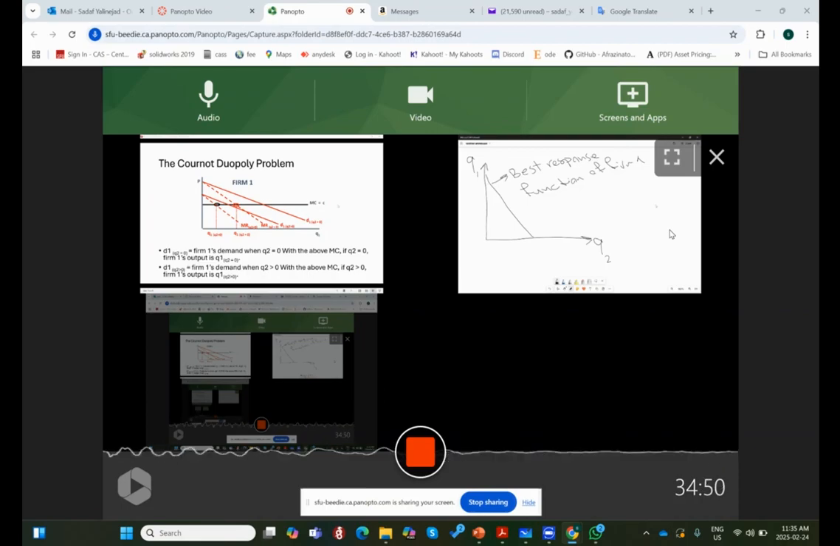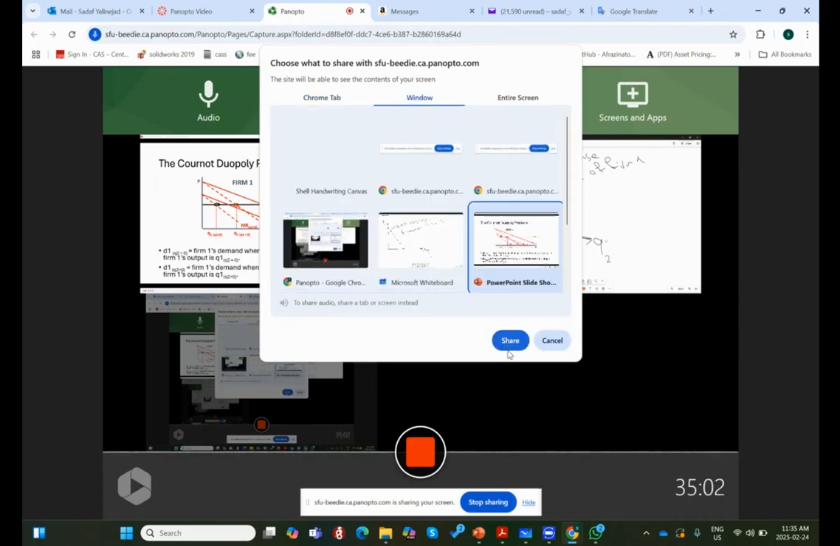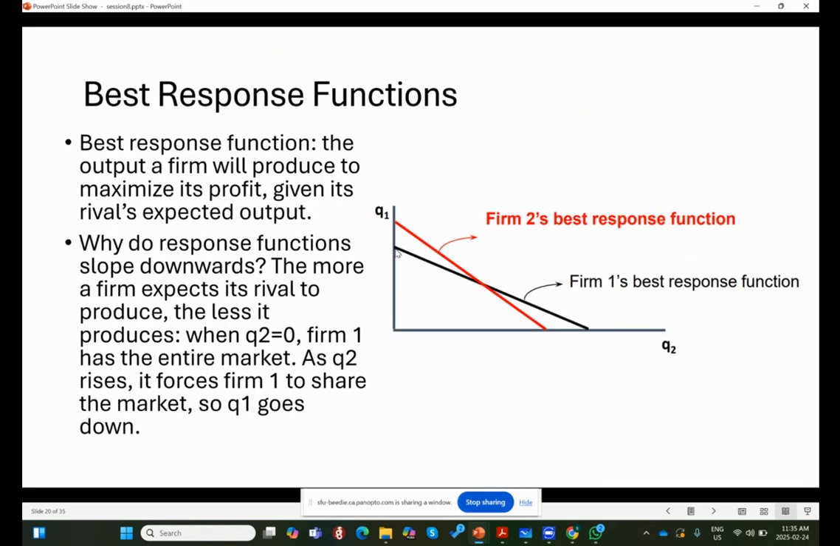The thing is that we can do the same reasoning for firm 2 to determine the best response of firm 2. If we do the same reasoning for the second firm, then something like the red one is going to be the best response function for firm 2, right? So the black one is the one we just discussed, the best response function for firm 1, and the red one is the best response function for the second firm, right?